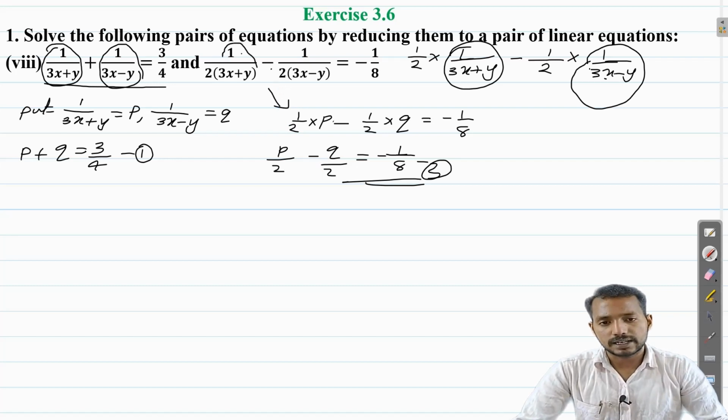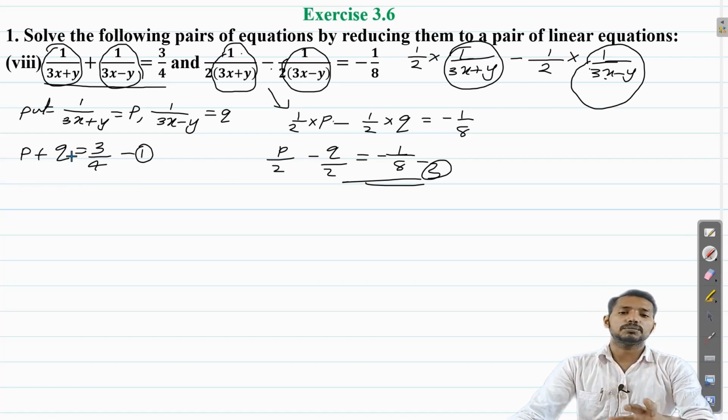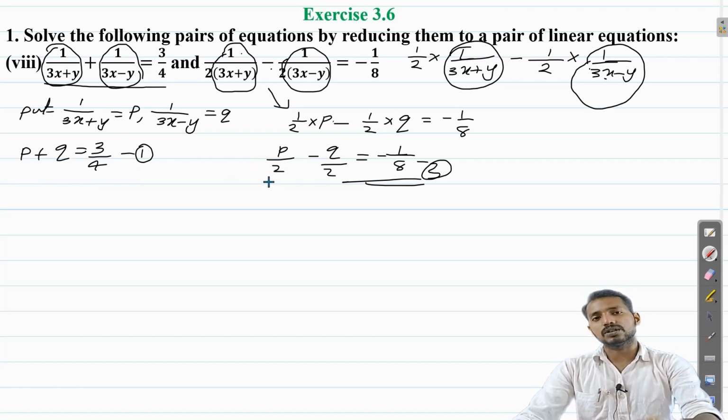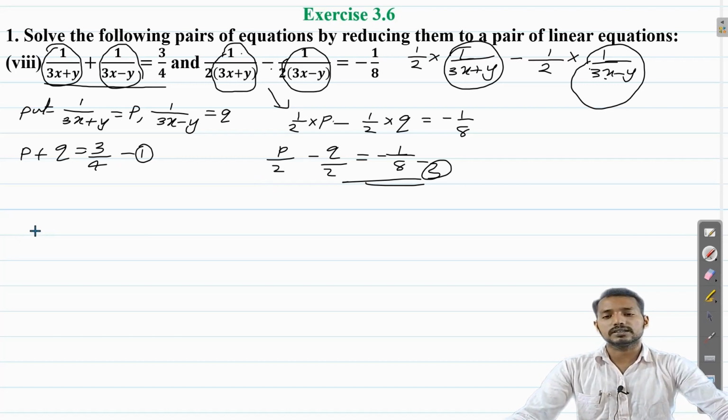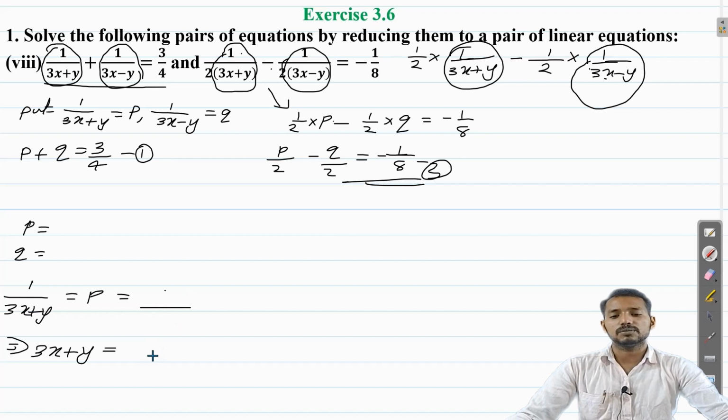You can also solve this equation. Here this entire term you have to substitute as p and q. That is the thing we have to remember. Now solving these equations, in step 2 you will solve by any suitable algebraic method. You will get p and q. After getting p and q, you resubstitute. Suppose you get p is equal to one value and q is equal to another value. Then 1 by 3x plus y is equal to p, which is equal to that value. Taking the reciprocal, 3x plus y is equal to the reciprocal of that value. That will be equation number 3.